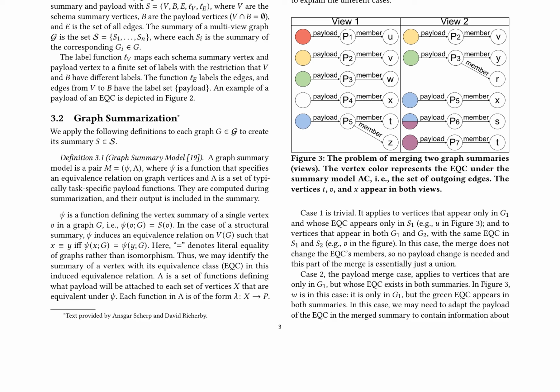The authors also describe their algorithm for merging summaries S1 and S2 of graphs G1 and G2. The algorithm considers three cases for each vertex V element of G1, depending on whether V is in one or both graphs and whether the EQC of V is in both summaries. The cases are illustrated in Figure 3, which shows two summaries that are merged, with vertex colors representing EQCs. The payload shows which vertices of the original graph belong to each EQC.